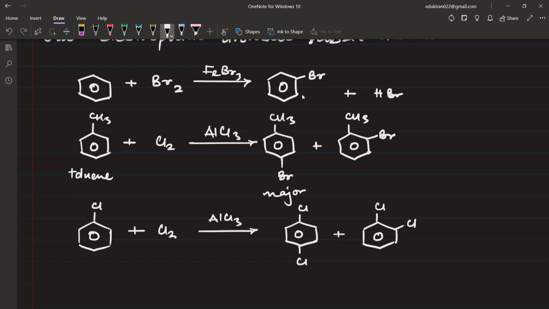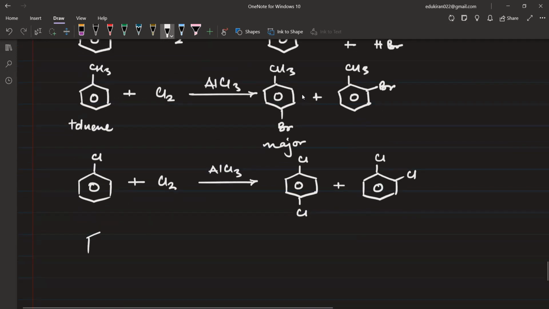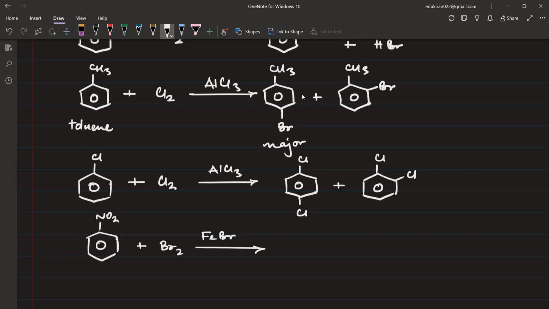But can you identify whether it is going to be ortho para? For example, if we write a nitro group here and I am doing Br2, then what do you think is going to happen? Is the group ortho or para directing? Is it ortho para directing or meta directing? Where will it go? Okay, this NO2 is meta directing.